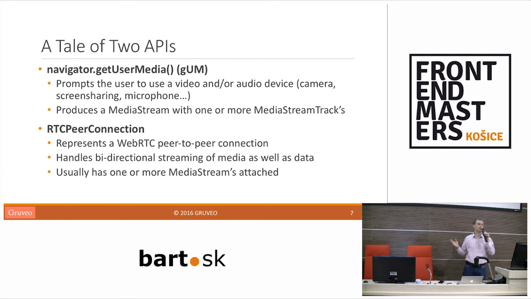WebRTC is all about two APIs. The first one has to do with getting a media stream from the user's device. So basically grabbing the camera and microphone. And that API is called getUserMedia. And if the user grants permissions to access their media devices, you get a media stream object that contains one or more media stream tracks, audio or video. And the other API is RTCPeerConnection. That one represents a peer-to-peer connection between two browsers or two WebRTC endpoints. This object handles the bidirectional communication where the media and data can travel.